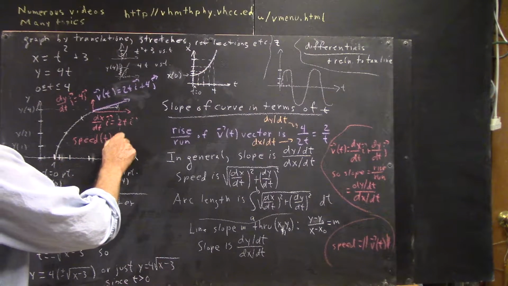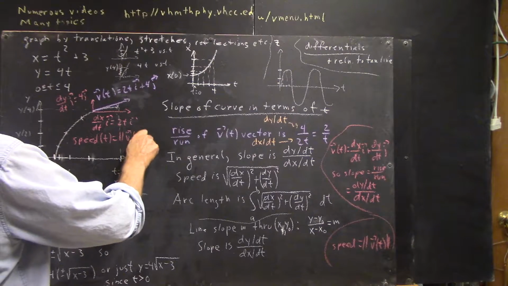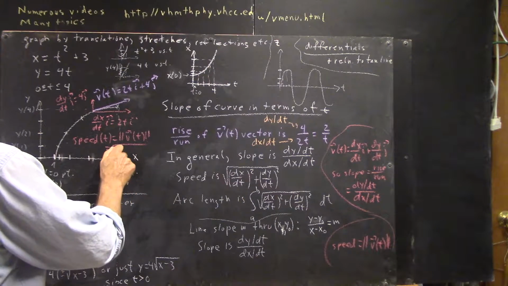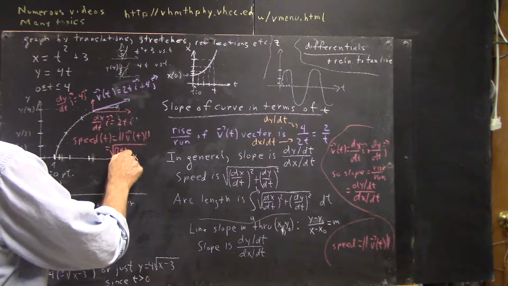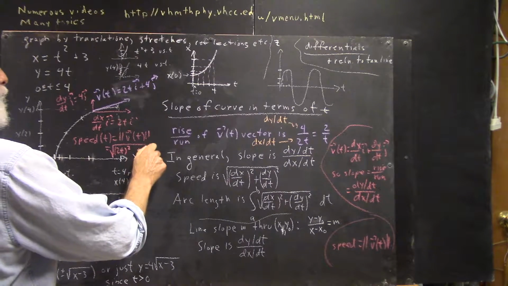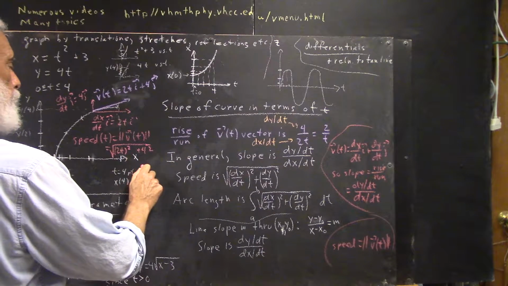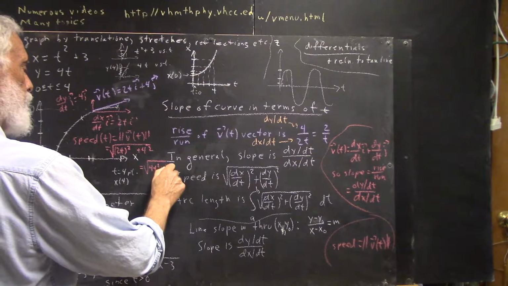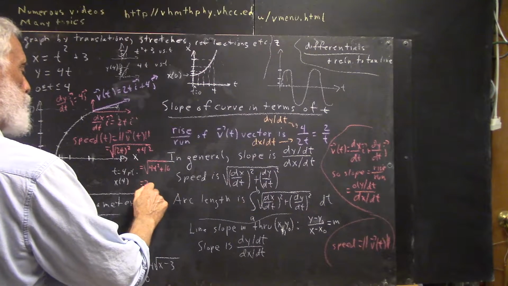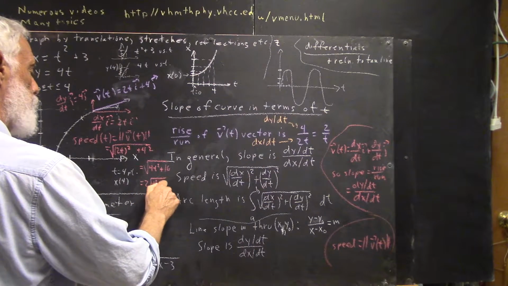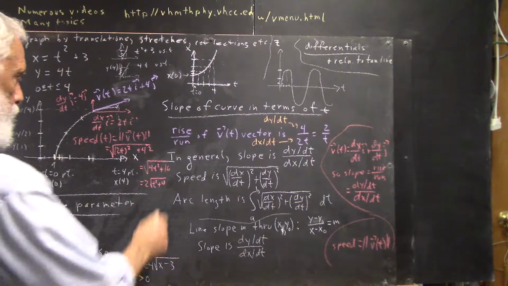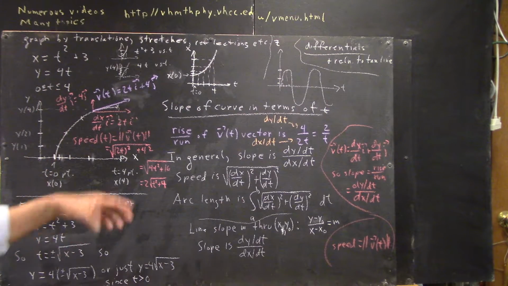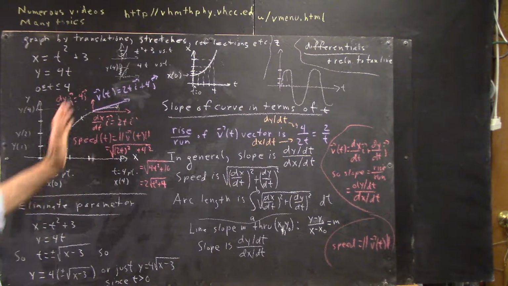Speed as a function of t is the magnitude of v of t, which is what? The square root of (2t) squared plus 4 squared, which is the square root of 4t squared plus 16, which could be written as 2 times the square root of t squared plus 4. Turns out then that this is a function you would integrate between 2 points.